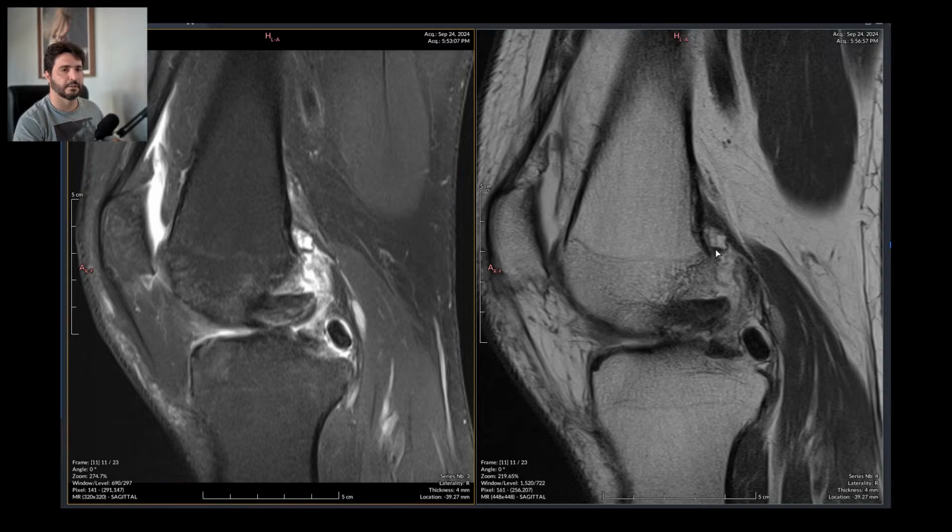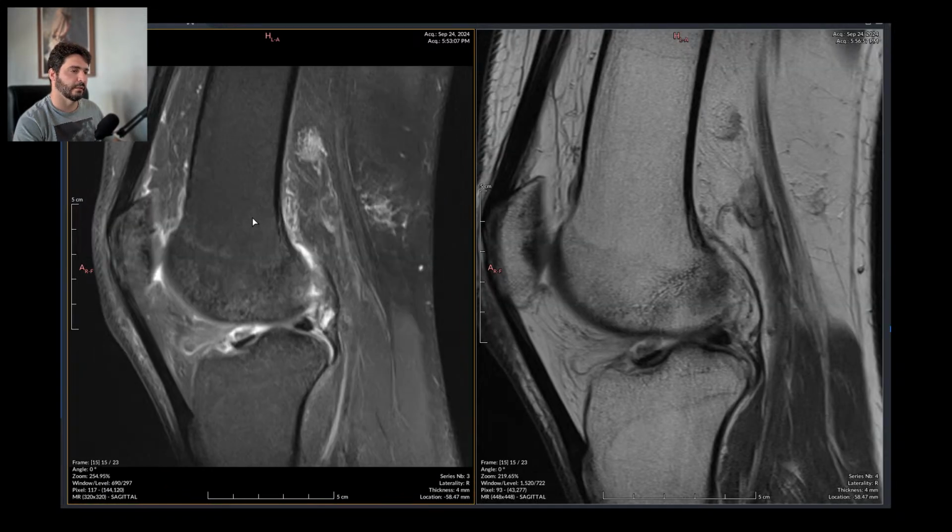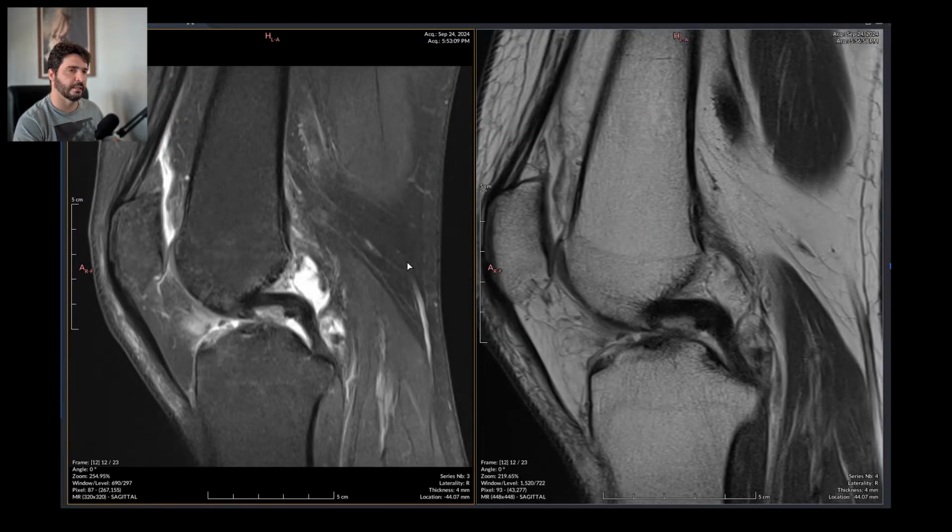So this is a sagittal PD, proton density weighted image. This is fat saturated, so we can actually see lesions as bright spots. Hey Tim, welcome.